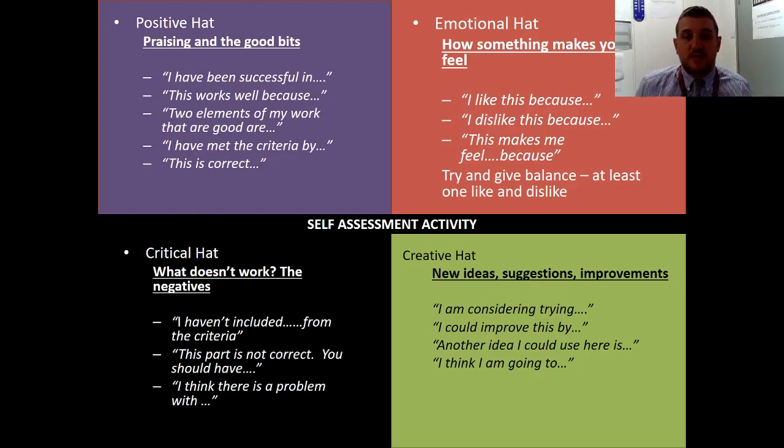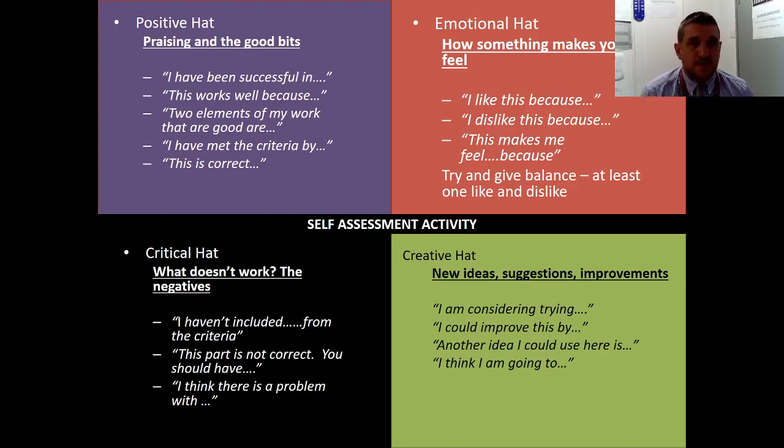So we're going to do this as a self-assessment activity, and we're going to be looking at 4 different sections. We're going to look at positives, the emotionals, the criticals, and the creative. So you're going to do this using 4 different statements. You're going to write each statement in a different colour.